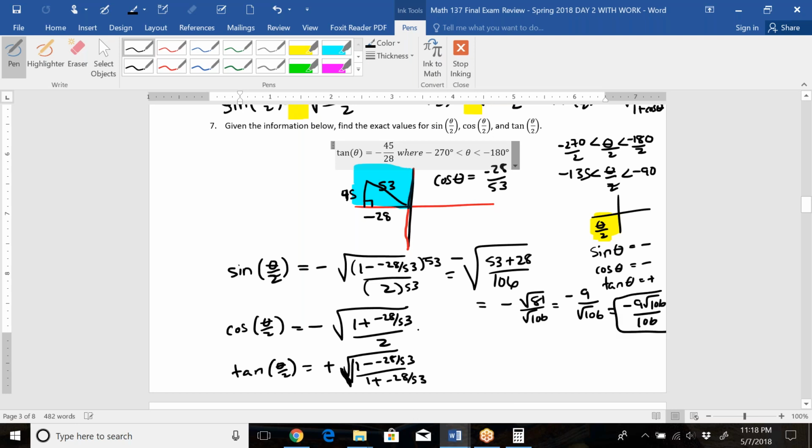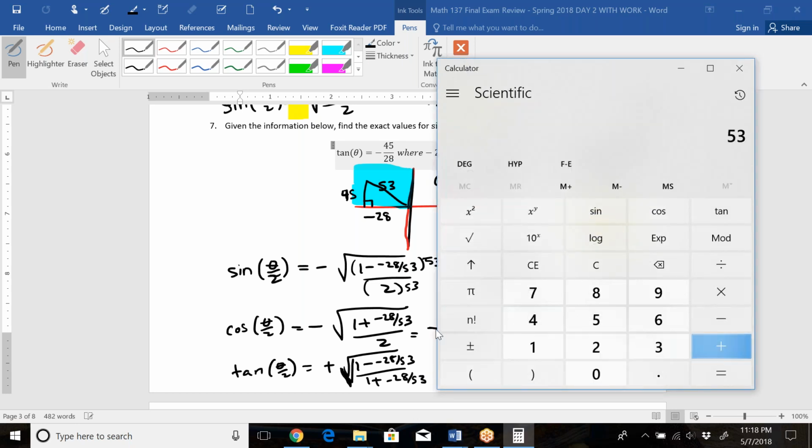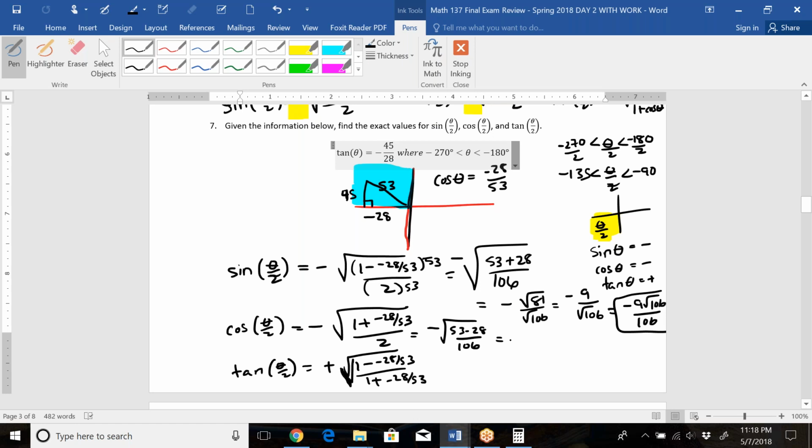So there's my sign. On this one, it's going to be negative square root of 53 minus 28 over 106. So that's going to be 53 minus 28, which is 25. So negative square root of 25 over square root of 106 is negative 5 over square root of 106, which is negative 5 square root of 106 over 106.